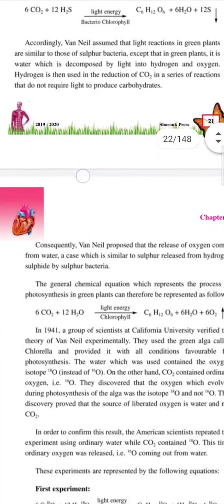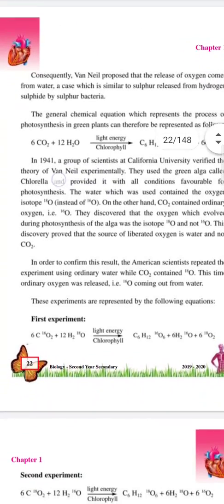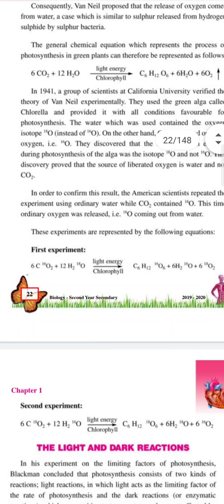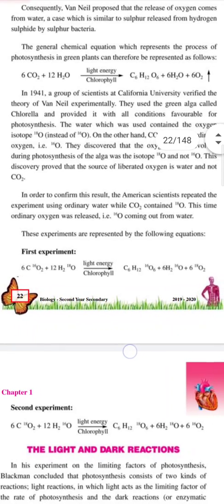Another experiment to prove that used an isotope of oxygen. What is an isotope? We know that oxygen is oxygen 16, and we have an isotope of oxygen, oxygen 18. First experiment, carbon dioxide plus H2O with oxygen 18, we found that the oxygen released is oxygen 18, as it came from water.